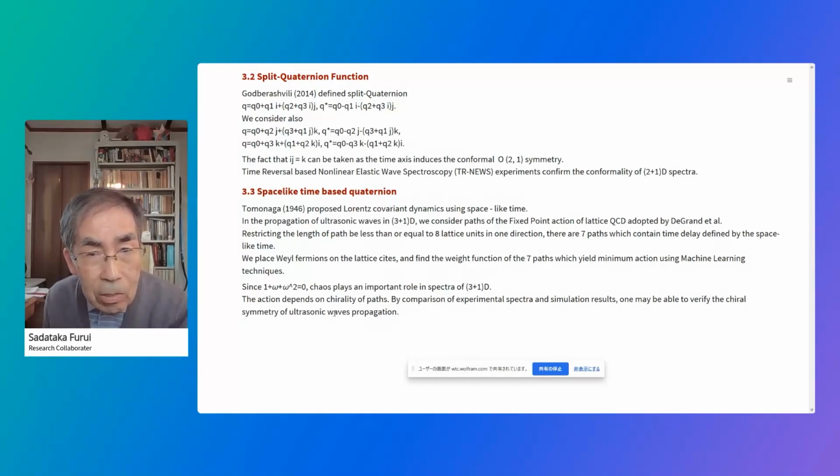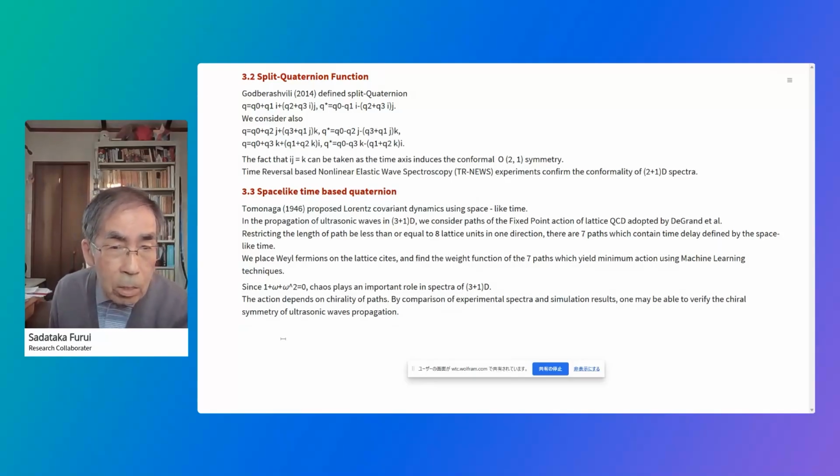the k is taken as a time, and so conformal O(2,1) symmetry can be expressed by quaternions. And time reversal based nonlinear elastic wave spectroscopy, which is done by Dr. Dos Santos in France, experiments confirm the conformality of 2 plus 1 dimensional spectra. And space-like time-based quaternions. Then Tomonaga proposed Lorentz covariant dynamics using space-like time.